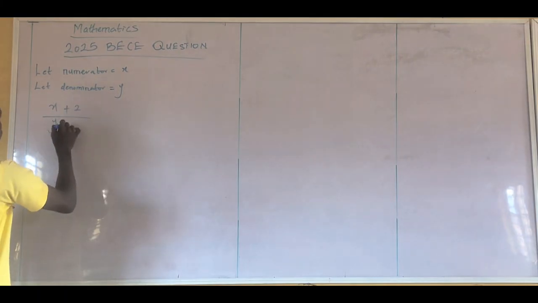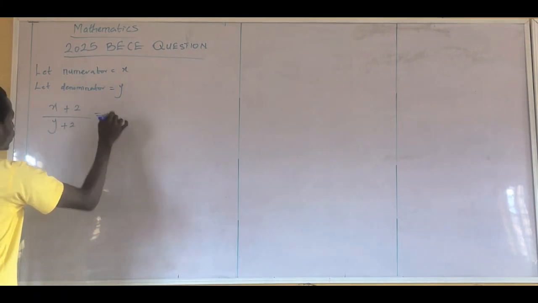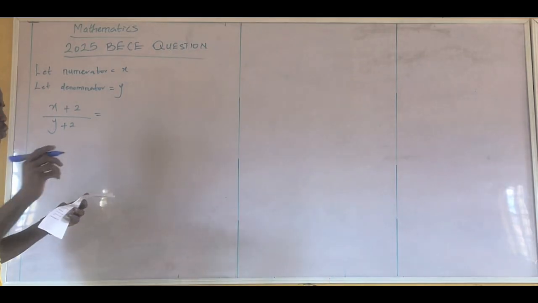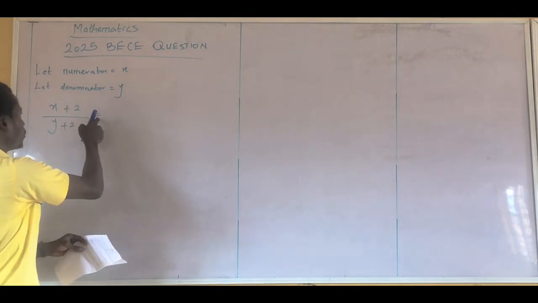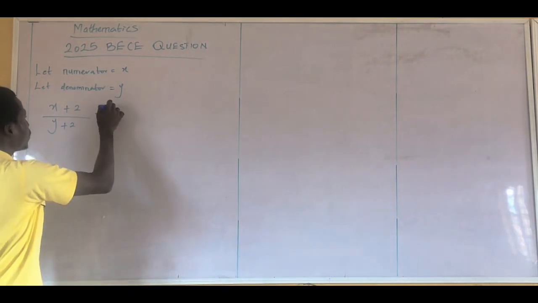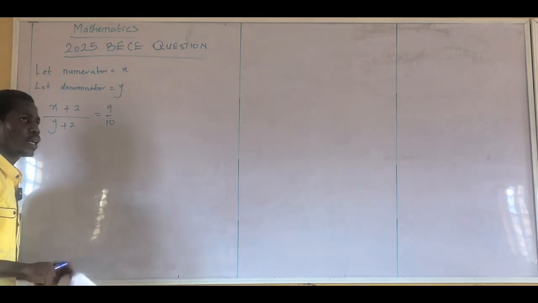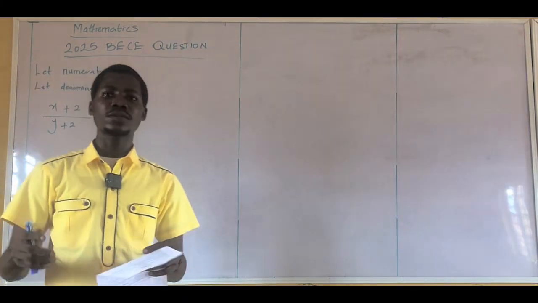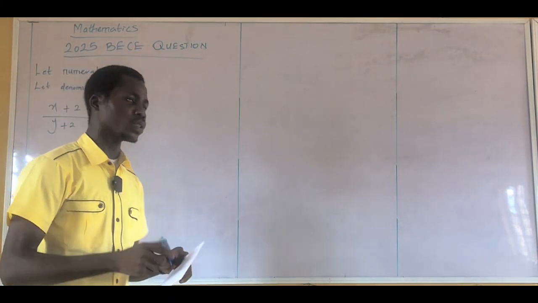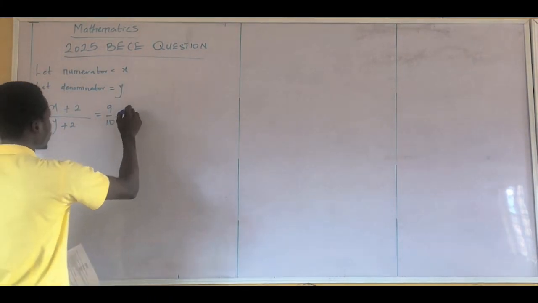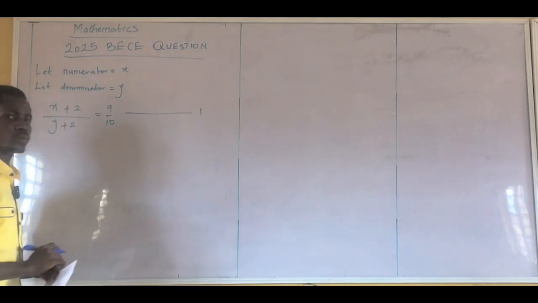plus 2. Here you're also going to have plus 2. Equals, they said it becomes, meaning equals 9 over 10. Okay, 9 over 10. Now you would notice that we have 2 segments of this question, so you are going to break it down into 2. You can assume this to be equation 1, for example. Just take it that way.